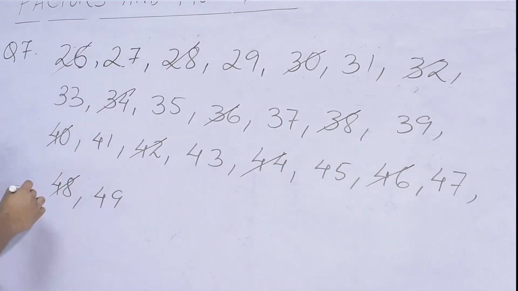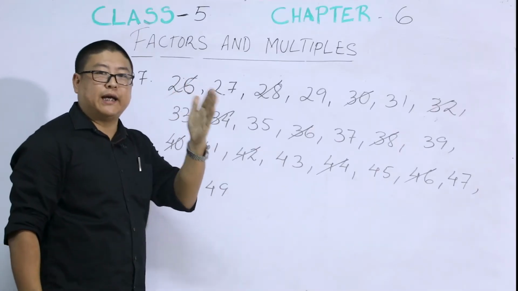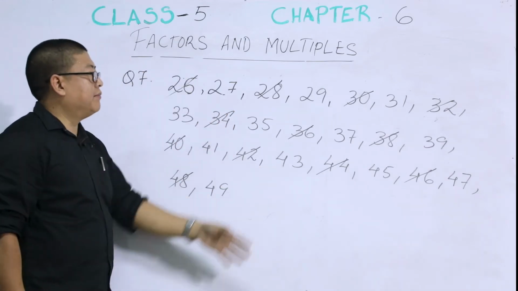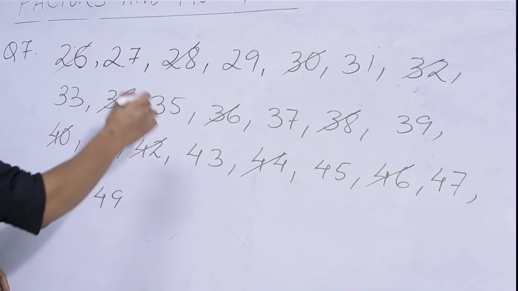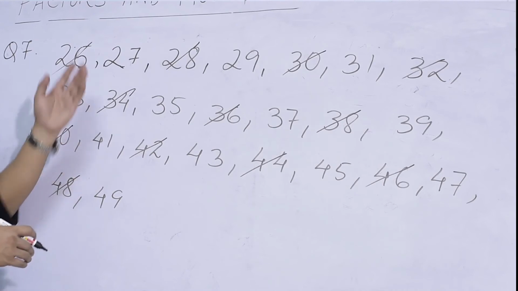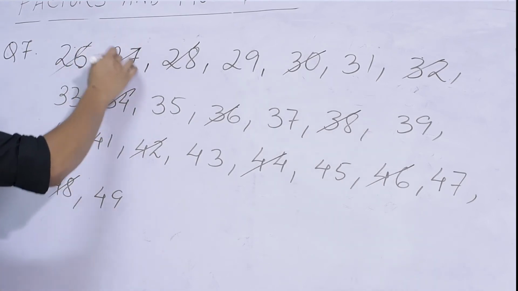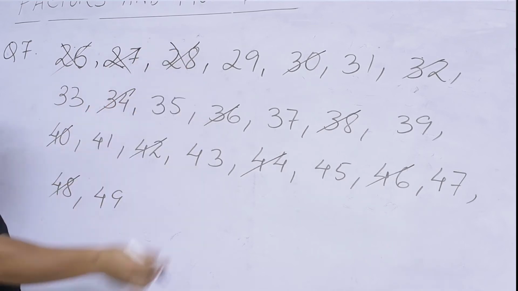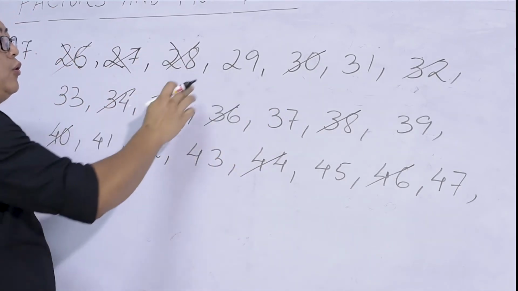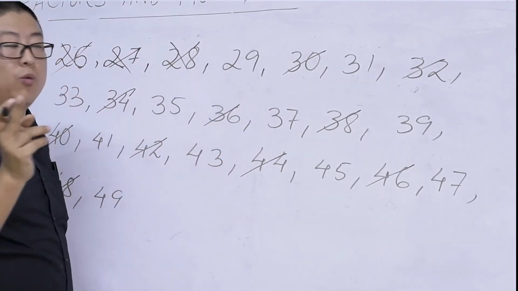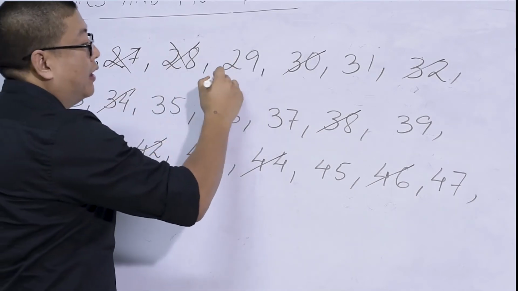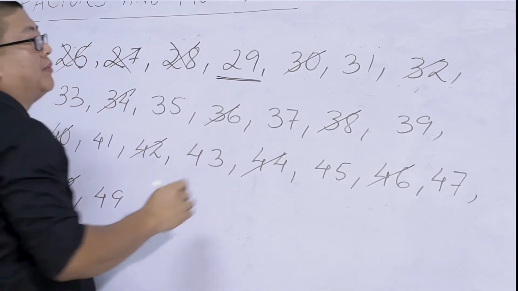All these even numbers. Even numbers are those numbers ending with 0, 2, 4, 6, 8, right? So all the even numbers have been cancelled out. Now if you look at 27, 1 into 27 is 27, 3 into 9 is 27. So this is also not a prime number. 29, if you look at 29, there's only one way. 1 into 29 is 29. So this is one prime number.